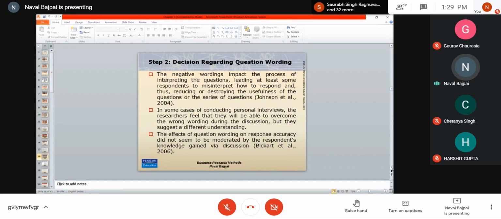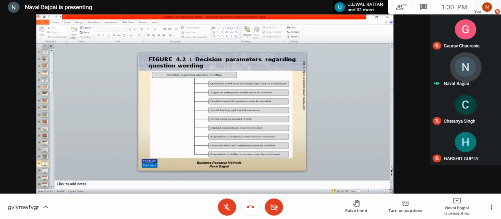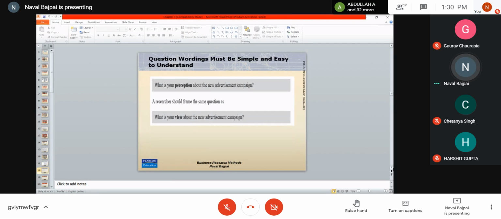Now we must be very clear, and I'll be taking this up in detail. Decision regarding question wording: what words are to be used for asking questions, and how would I be able to get the information from the respondents? So what words are to be asked? This is the decision regarding question wording. These points are to be considered for question wording, and one by one we will be taking them up. We must be very clear.